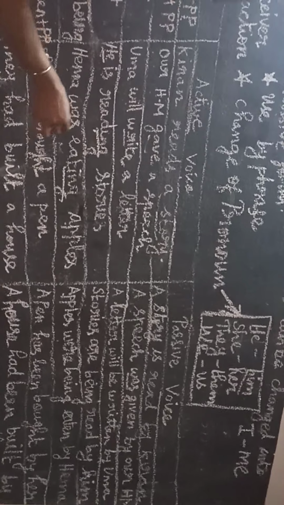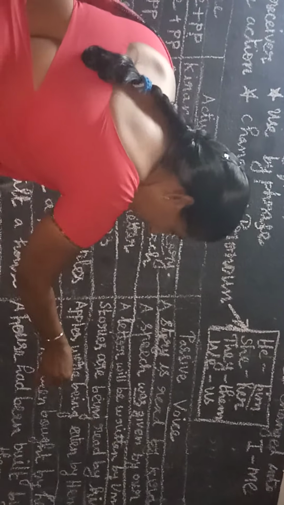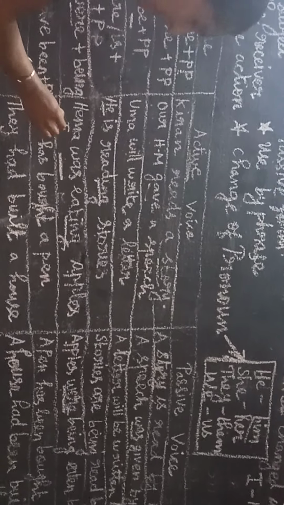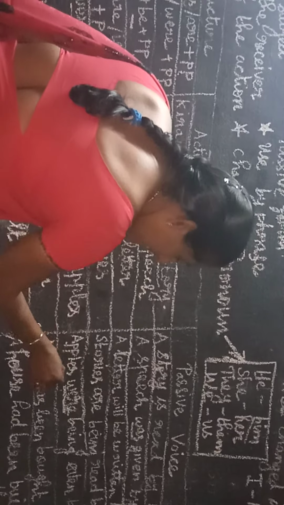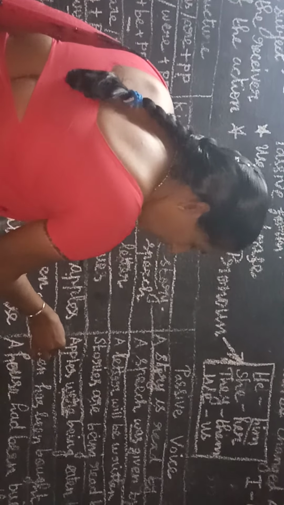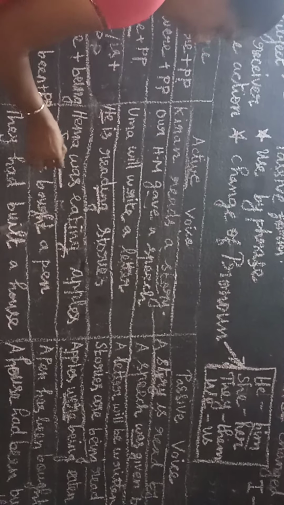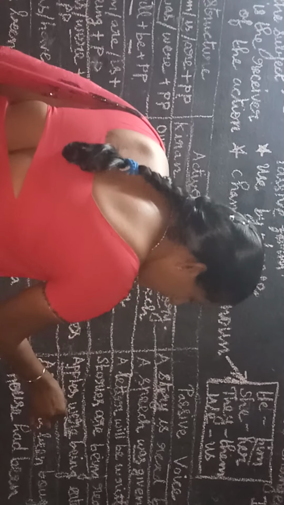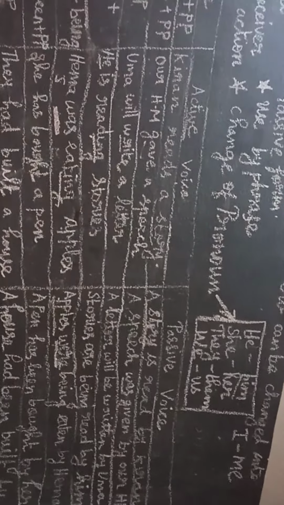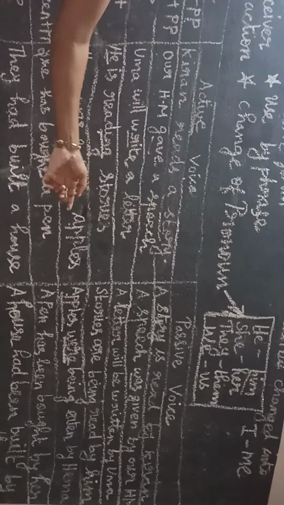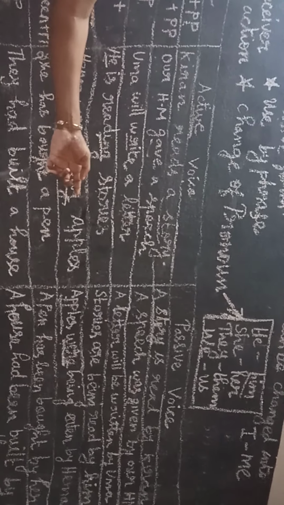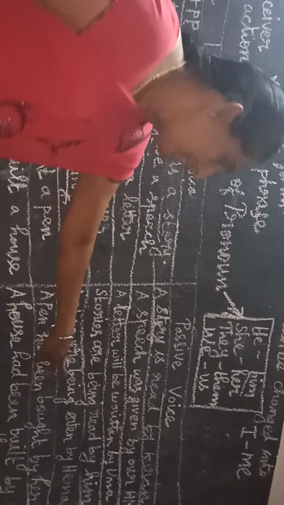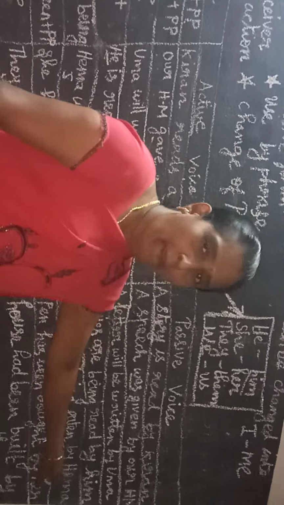See, here it is was. Here it is were. What is the reason? Here the subject is singular, but here the subject is plural. So, for a singular subject of past tense, we are using was, and for a plural subject of past tense, we are using were. So, Hema was eating apples. How will you change it to passive form? Apples were being eaten by Hema.